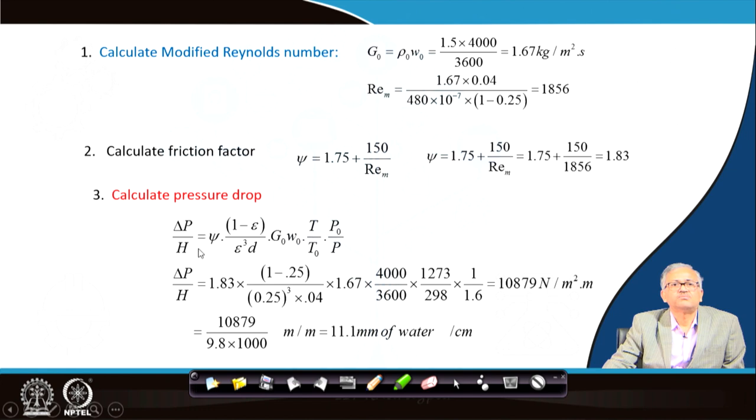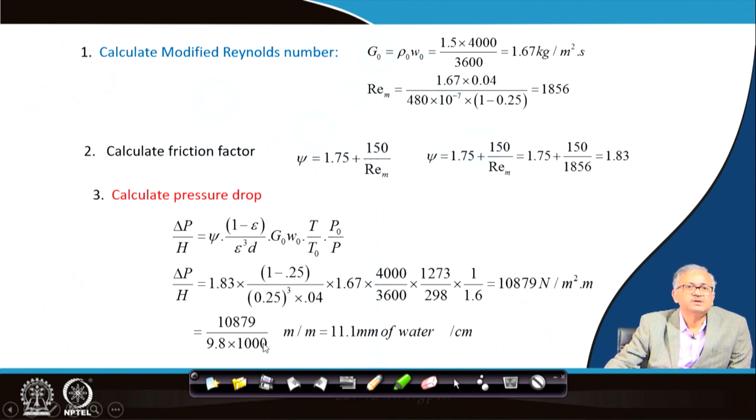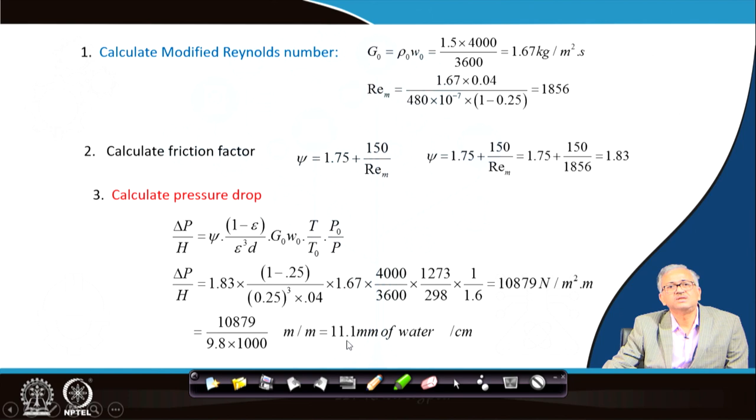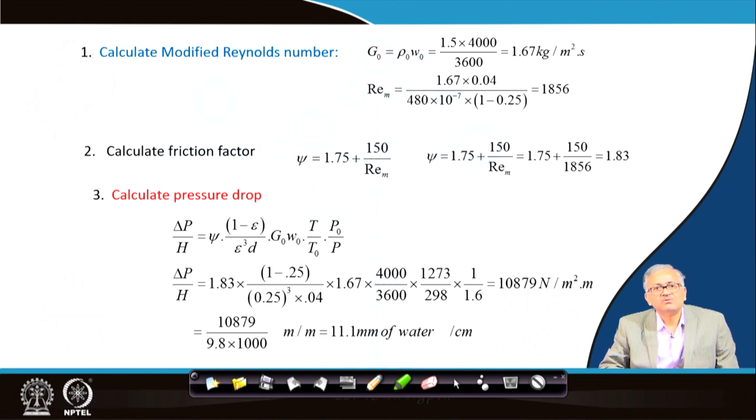Then you can calculate the pressure drop per unit length, that is the friction factor multiplied by (1 - epsilon) by epsilon cube d. Just put all the values in, and you find this much Newton per meter square per meter of the bed height. Then you divide by 9.8 into 1000 to convert it to meter of water per meter of the bed, and this is basically 11.1 millimeter of water per centimeter of the bed. So in a typical blast furnace, the pressure drop is of the order of 10 millimeter of water per centimeter of bed when the voidage is 0.25.